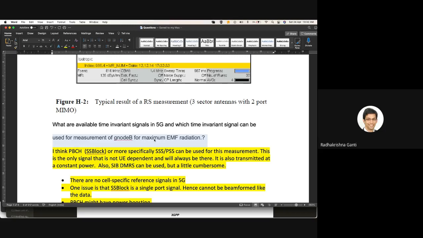This is actually a very, very interesting question. The problem with 5G NR is that there are no cell-specific reference signals. Everything is UE specific. The only thing that is transmitted always is the SS block.